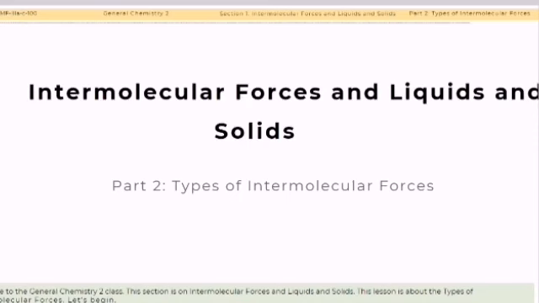Welcome to the General Chemistry 2 class. This section is on intermolecular forces and liquids and solids. This lesson is about the types of intermolecular forces. Let's begin.